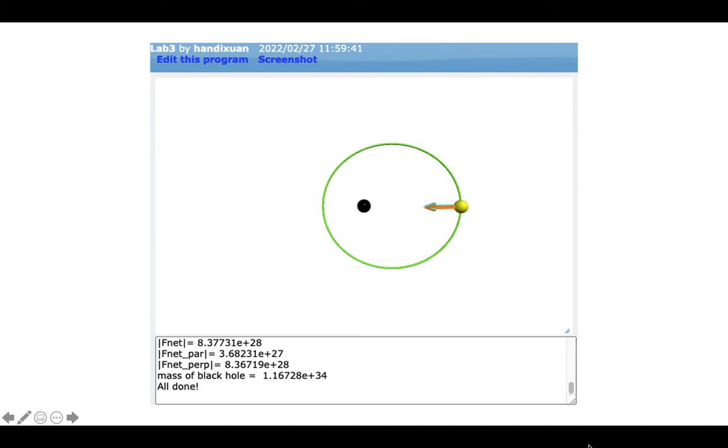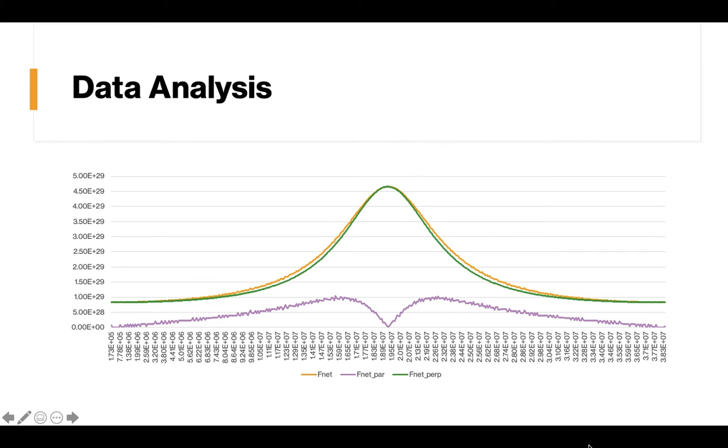Here is a screenshot of the programming action. The data printed during the programming action is presented here. I graphed the overall magnitude of F net against time, as well as each magnitude component of the F net against time. In order to avoid the discrepancy in F net parallel, one can use a computer with a more powerful processor.